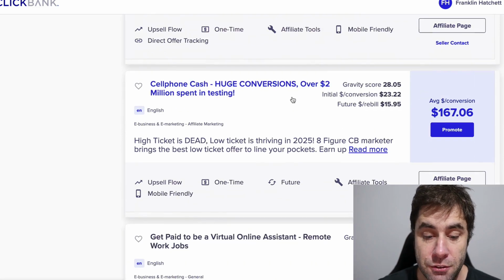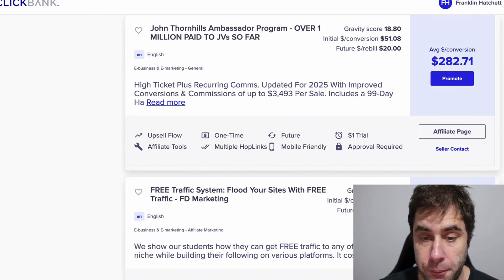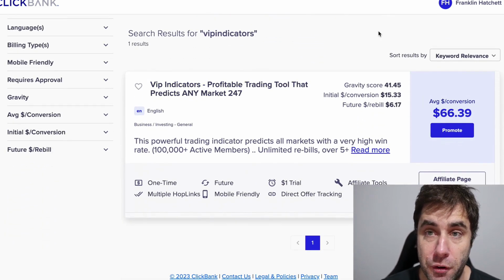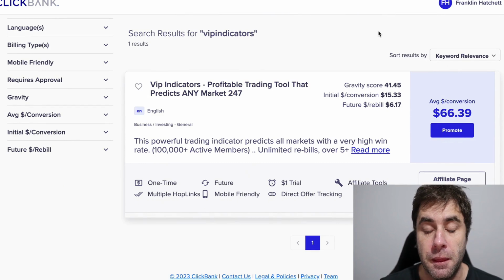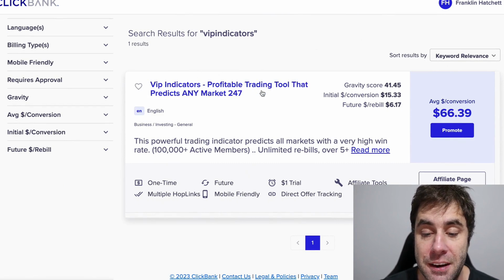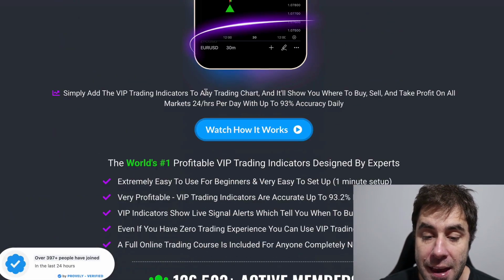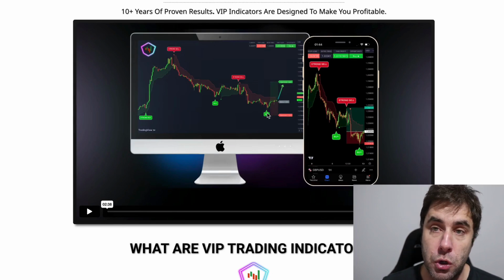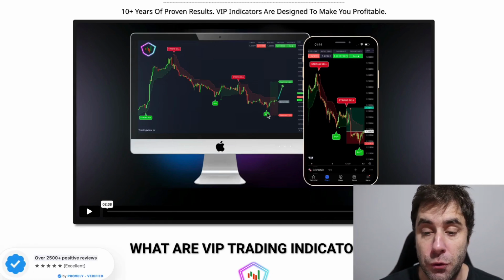So now let's get into what you can actually promote. This is one that I found that I think will be perfect for this particular method that I'm about to show you. This is called the VIP Indicators Profitable Trading Tool. Now, what this does is it's an AI trading tool that shows people when to buy and sell on a specific currency or gold or silver or Bitcoin or something like that.